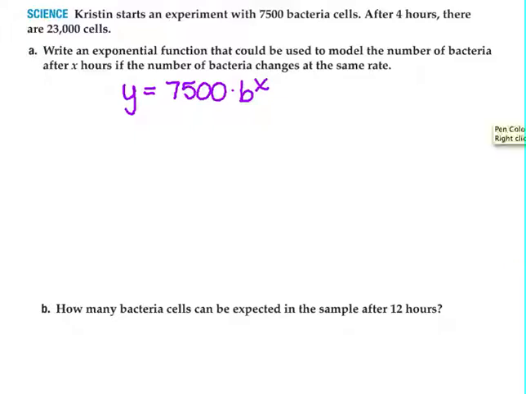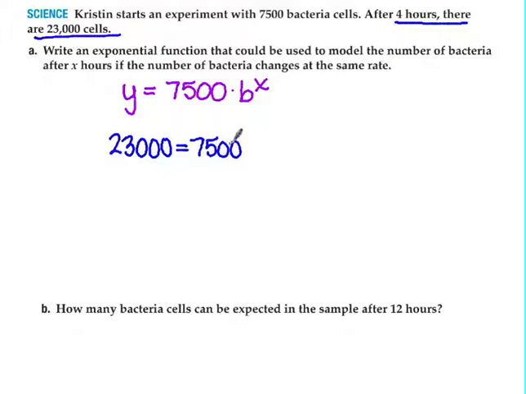So let's think about that. I'm going to have to use this little bit of information that they gave me. And what I'm going to do is I'm going to plug in 23,000 for Y. Where am I going to plug the 4 in? For the X. Good. So now, how do you solve that then for B? What's the very first thing you're going to do? Subtract? Divide. Good. Divide by 7,500.